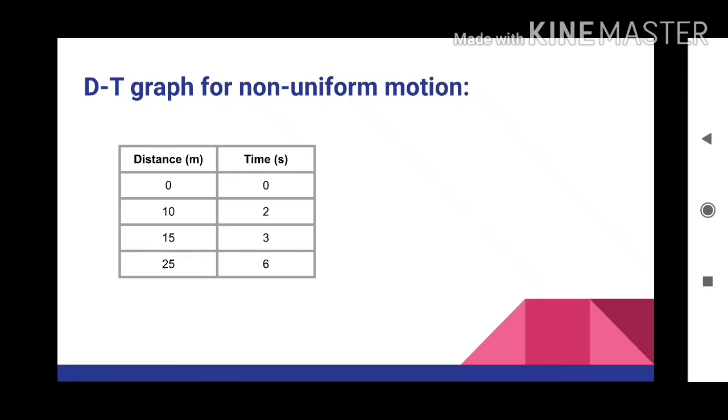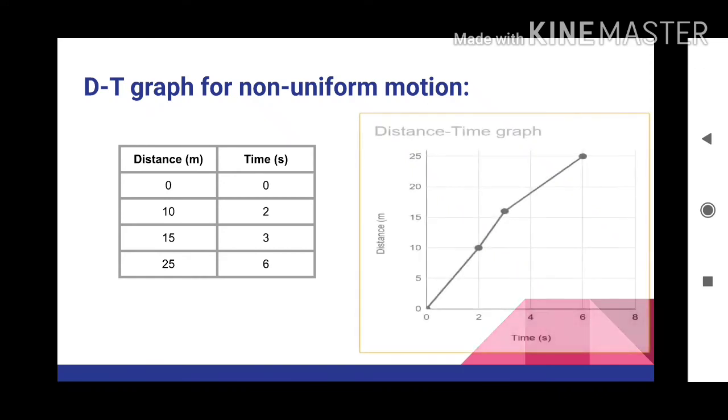So once again, pause the video and take another piece of graph sheet and draw the graph for this representation. It should look something like this, the distance time graph for the non-uniform motion. If you see here, 0 seconds, 0 meters. 2 seconds, then the point is at 10 meters. 3 seconds, then 15 meters, and lastly 6 seconds and 25 meters.